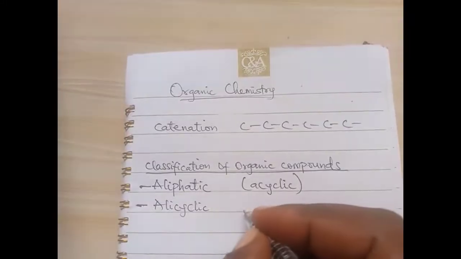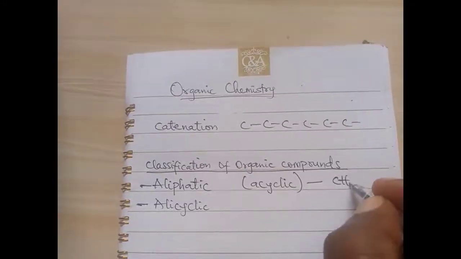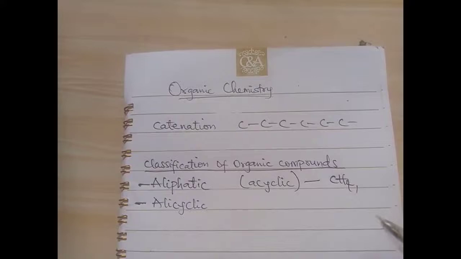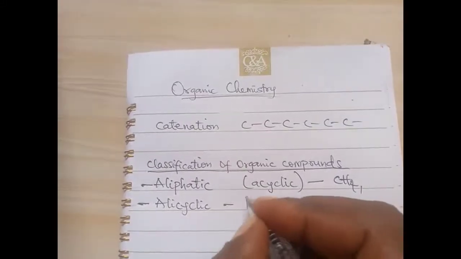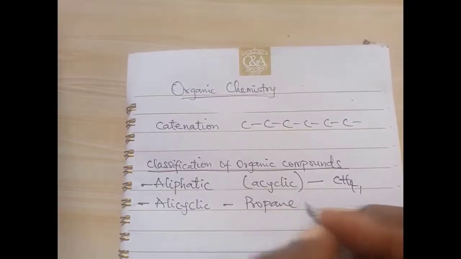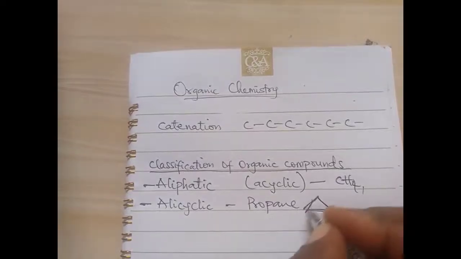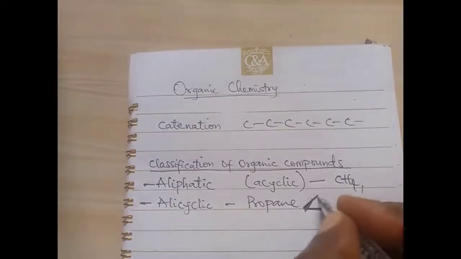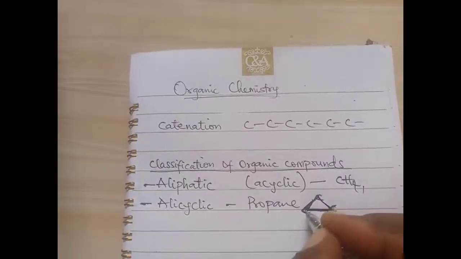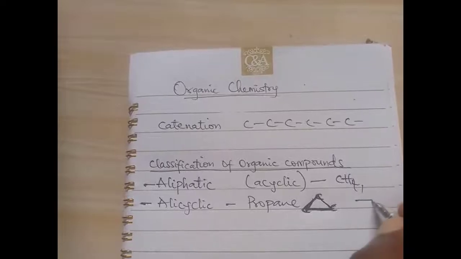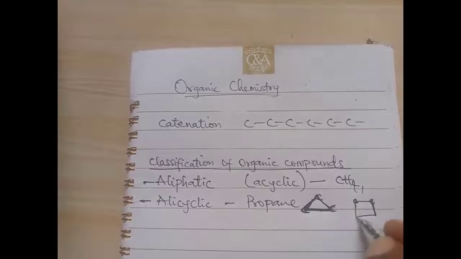For example, for the first one, an example is methane or ethane and so on. For this, it starts from propane, which if you want to draw it, it is closed. Every junction is carbon. We also have butane. Every junction is carbon, 4 carbon atoms, butane.